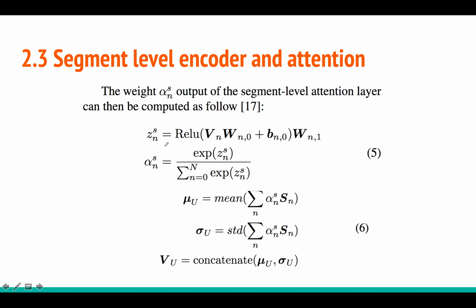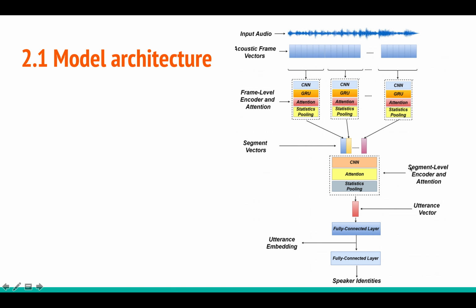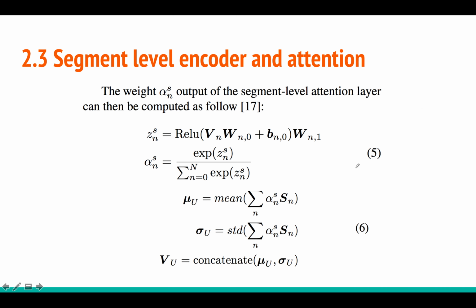I think one thing missing here is that I have skipped something, but don't worry about that. If you go back and see here, you have a CNN, which takes the segment vectors, and you feed them to the CNN and attention, and then you do statistics pooling. That's exactly what's happening here.